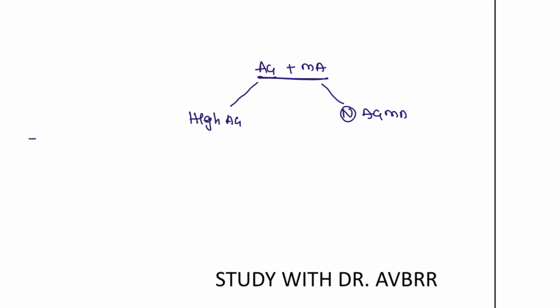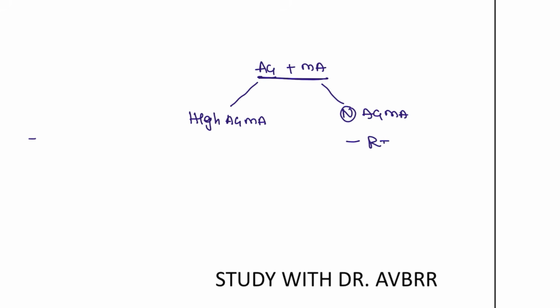Next one, anion gap. Anion gap is always associated with metabolic acidosis. So you have the high anion gap and you have the normal anion gap with metabolic acidosis, right? So let's see the conditions.